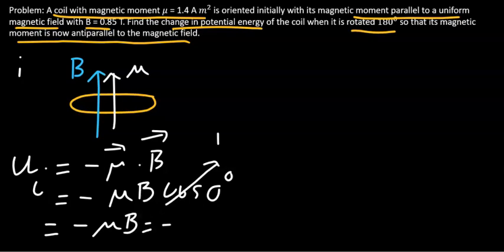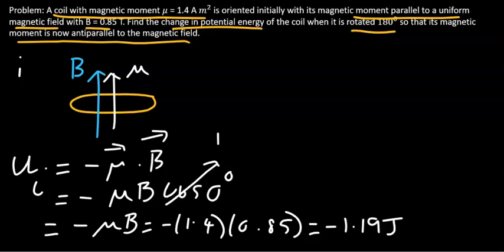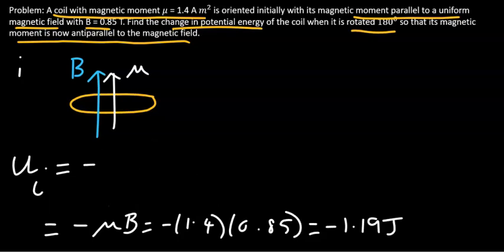So mu is 1.4. That is the magnetic moment of this coil. The magnitude of that magnetic field is 0.85 Tesla. So 0.85 there. And that's going to give you a potential energy of minus 1.19 joules. So let's write it here, minus 1.19 joule.